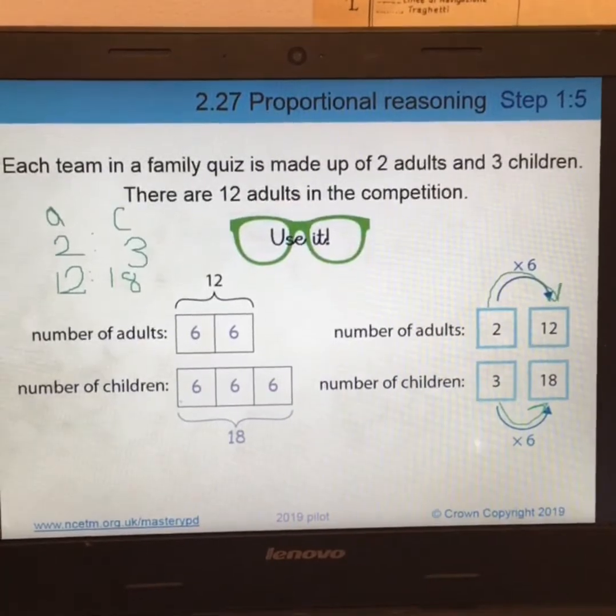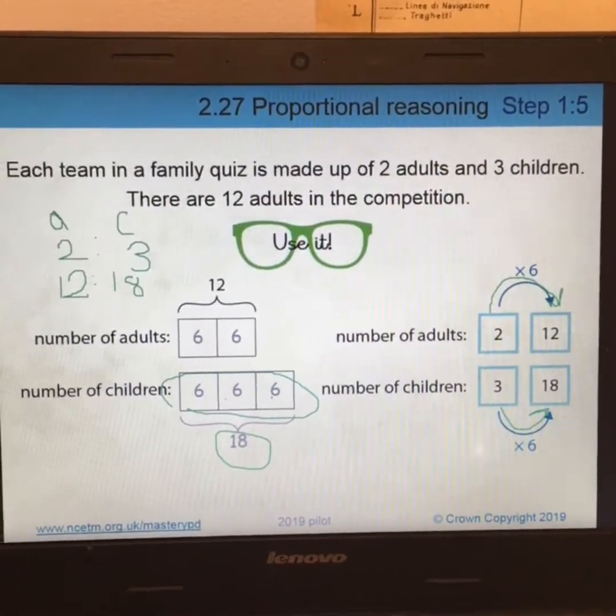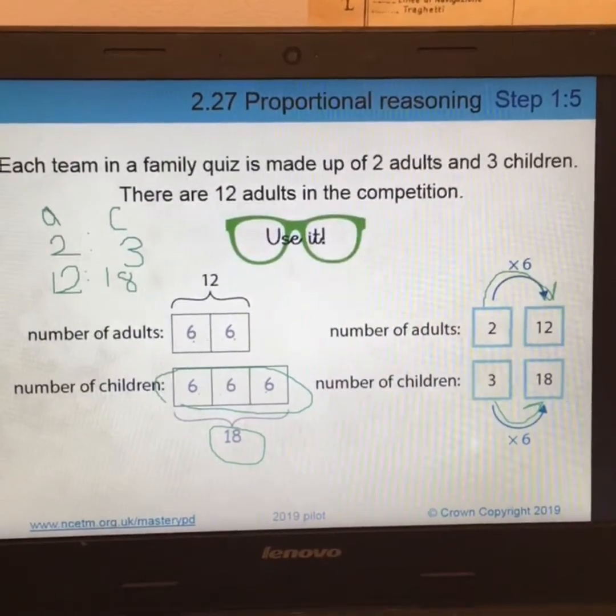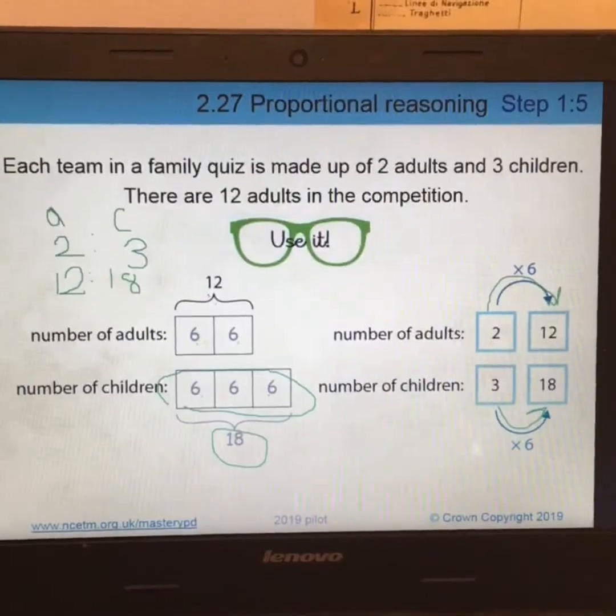And I can see here that if the whole total was 18 split into 3 parts, it would be 6 each. So these would be 6 each too. 6 times 2 would be 12. Well done if you got that right.